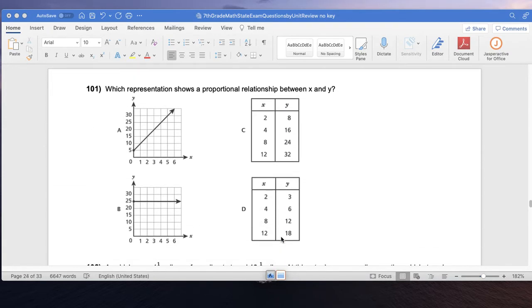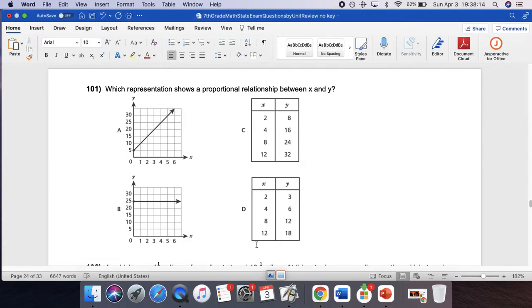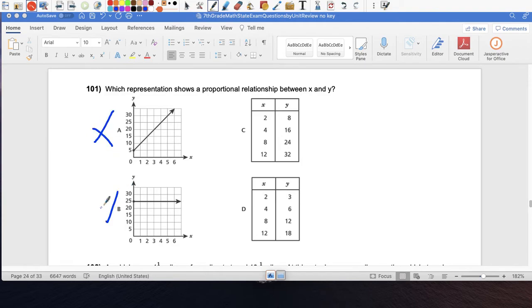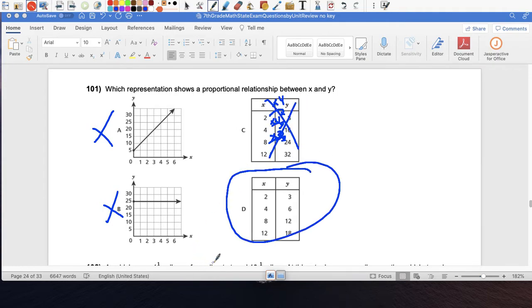Which one represents a proportional relationship? Well, that doesn't go through the origin. This doesn't go through the origin. The relationship is times 4, but 8 to 24 is times 3, so this is not proportional. And just by elimination, we know that this is our choice. You can do y over x for each point: 2, 3, 4, 6, 8, 12, and 12, 18. You'll see the concept of proportionality is the same.